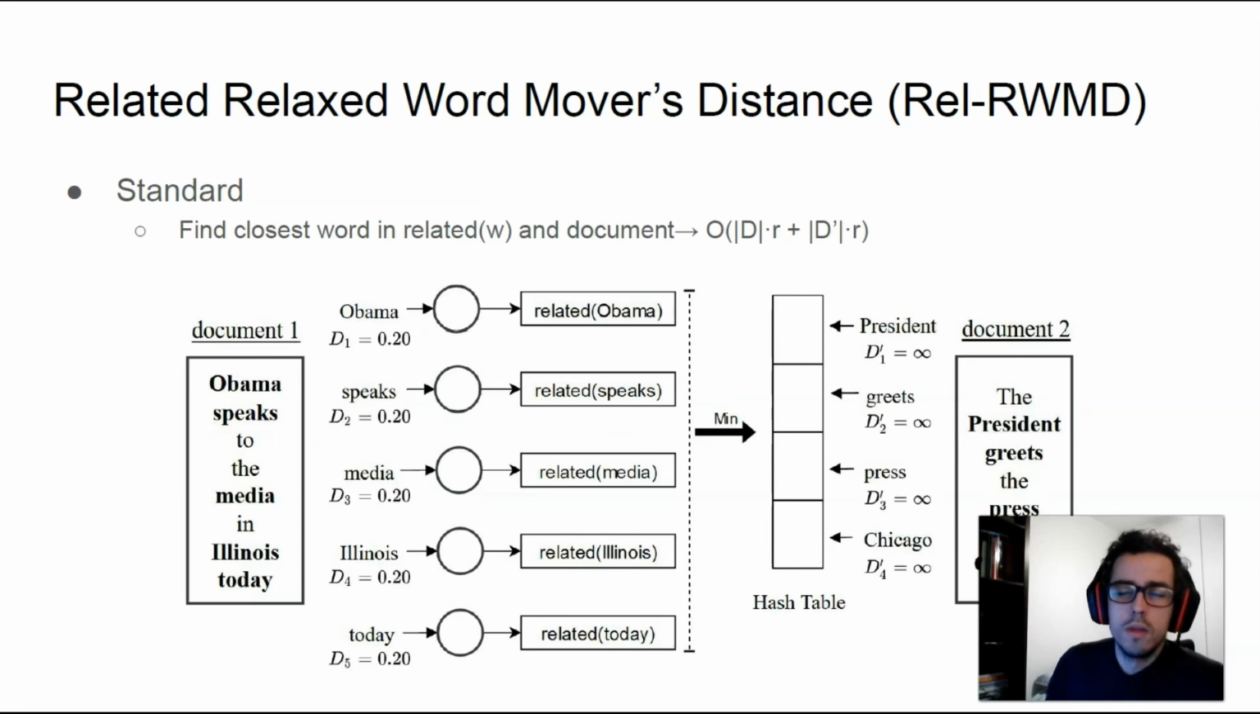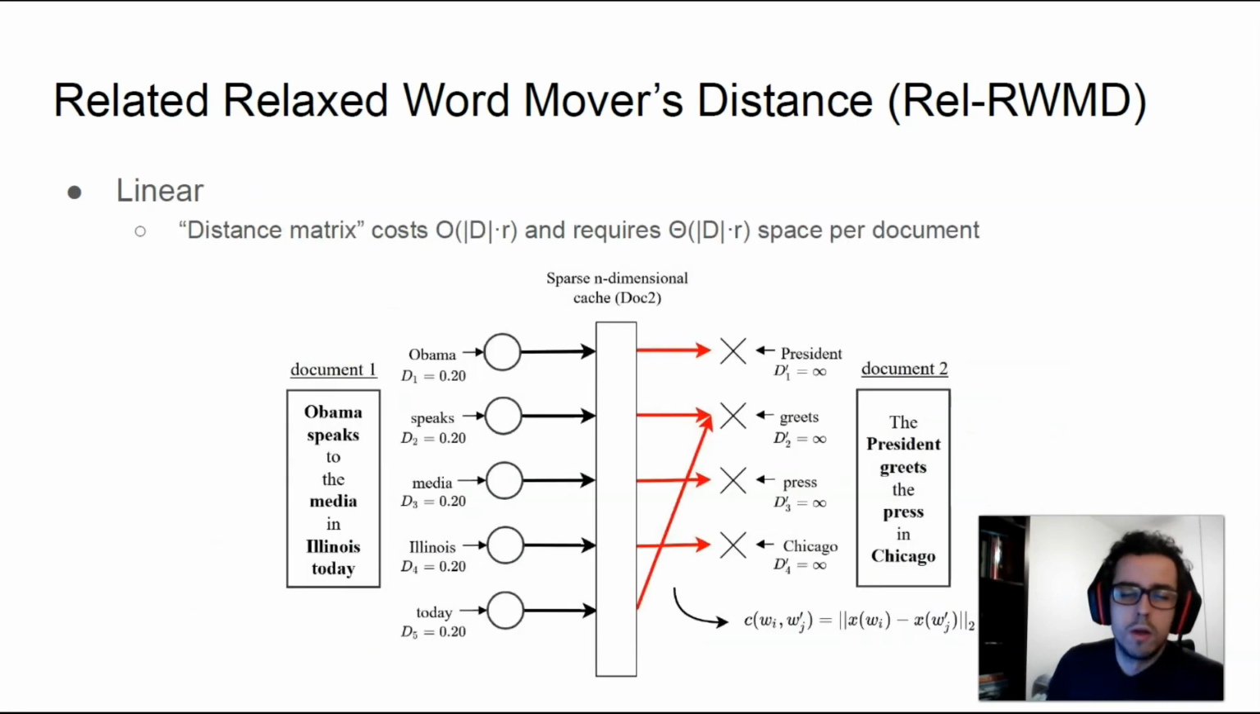And then if we store each document as a hash table, instead of computing for each token the closest one in the other document, we can for each word access its related words, which are the main ones, and just check if any of them is in the other document, and for the ones that are, we take the minimum. This decreases the cost from quadratic to dr, where r is a small value. And for the linear one, it still continues to be linear.